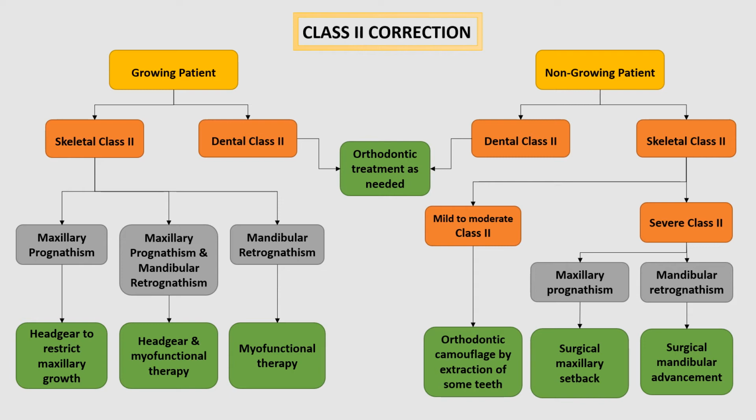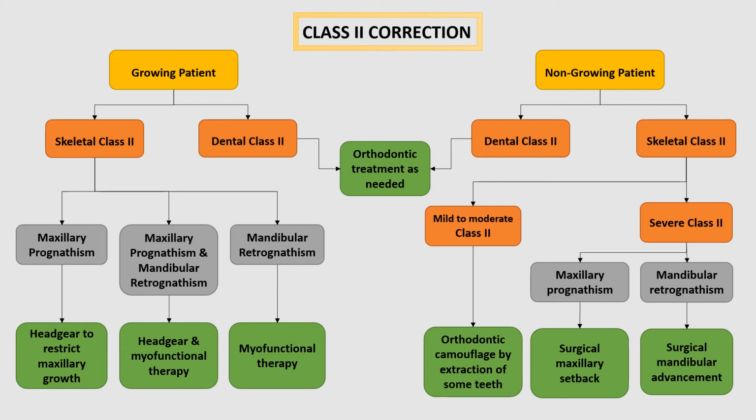So basically, in a non-growing patient, you have to consider treating these patients through orthodontic camouflage, either by extraction of some teeth or in both the arches. And also, if it's a skeletal class 2, then you might need to subject the patient to a surgical intervention using either maxillary setback or a mandibular advancement, or at times both. So that will be the way ahead for treating a non-growing patient.